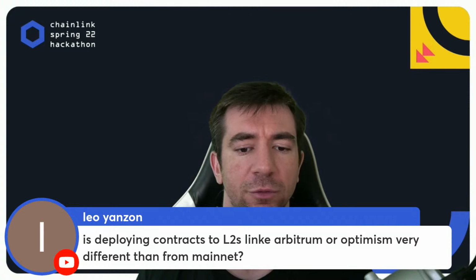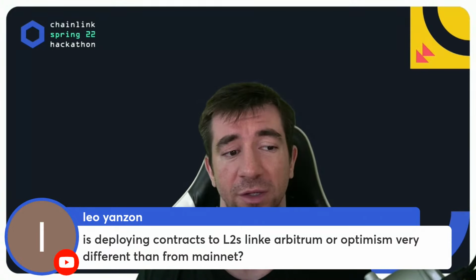Is deploying contracts to L2s like Arbitrum or Optimism very different from mainnet? No, it's nearly exactly the same.